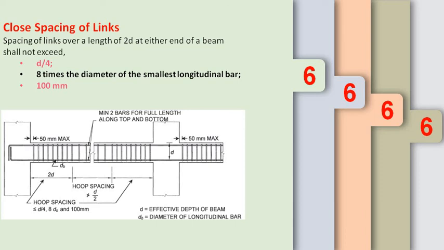Closely spaced links shall be provided over a length equal to 2d on either side. That means, and here d is this, on either side of a section where flexure yielding may occur under earthquake effects. Over the remaining length of the beam, vertical links shall be provided at a spacing not exceeding d by 2.